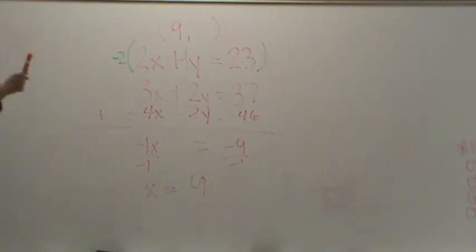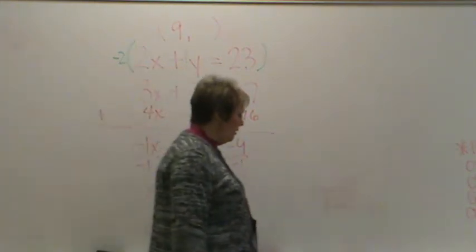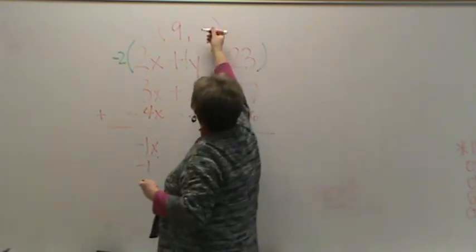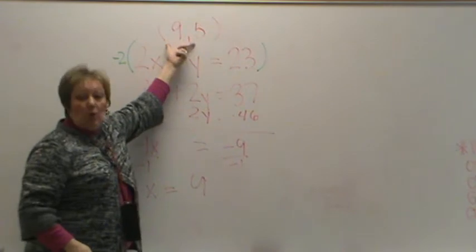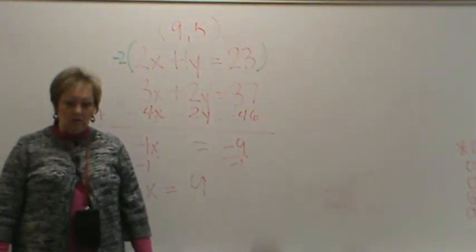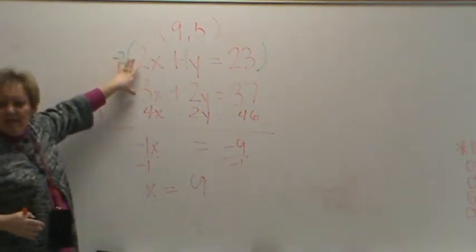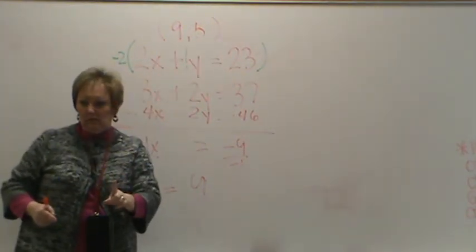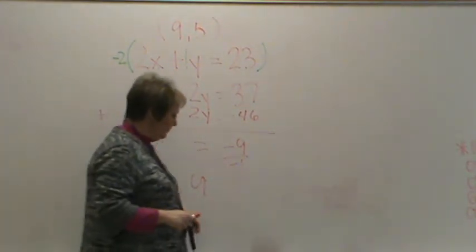This side of the room, what'd you get? 5. This side of the room, what'd you get? 5. Guess what? You're right. So why are we finding this ordered pair? That's the intersection. If I graph these 2 lines, this is their intersection. This is their one solution. Okay? Good? All right.